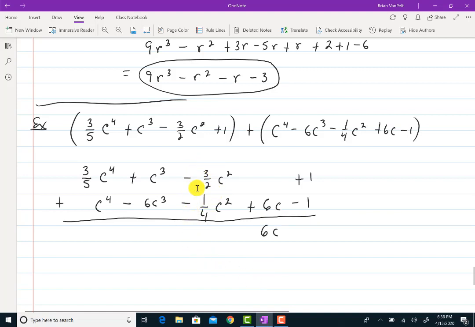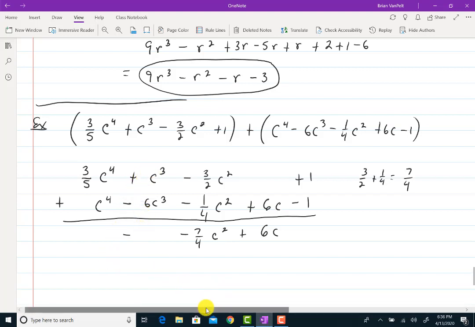Now negative 3/2 minus 1/4. I have to do 3/2 plus 1/4. I am going to leave it to you, because 3/2 to me is like 6/4. I'll write this as negative 7/4 c squared. 1 minus 6 is an easy one, so I get minus 5c cubed. And then finally, there's a 1 in front of the c to the fourth. 1 plus 3/5 is equal to 8/5. I'm thinking of 1 is equal to 5 over 5.